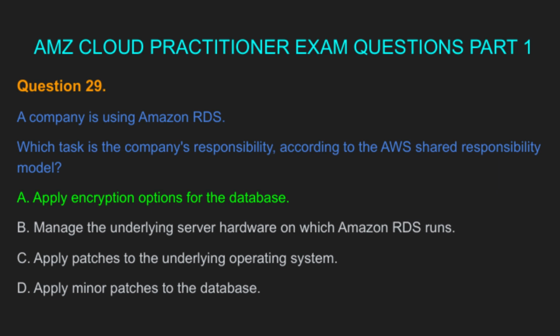According to the AWS Shared Responsibility Model, AWS is responsible for the security of the cloud infrastructure, while customers are responsible for the security in the cloud, which includes securing their applications, data, and operating systems. Applying encryption options for the database is the responsibility of the company, as it is related to securing the data. The other options are the responsibility of AWS.